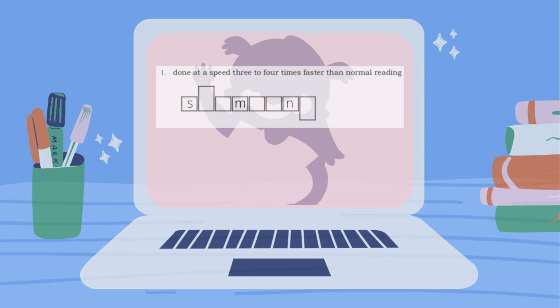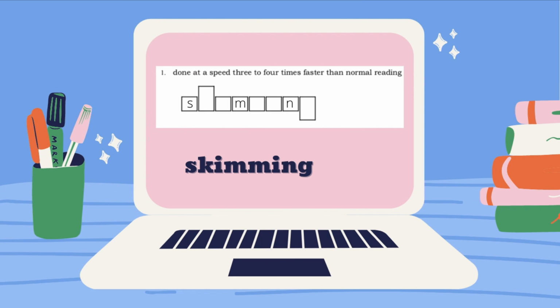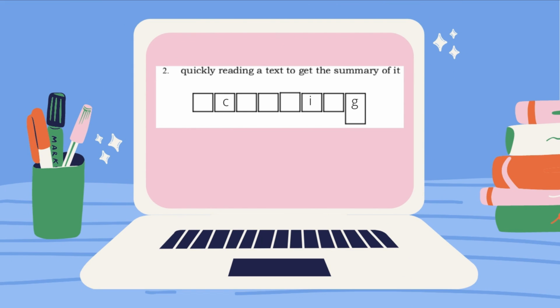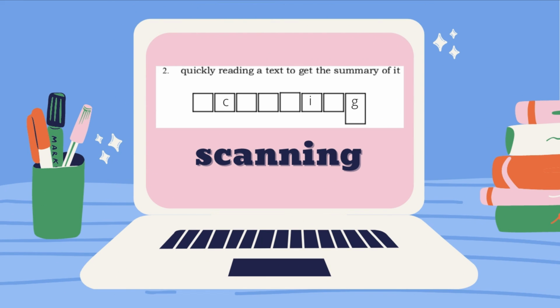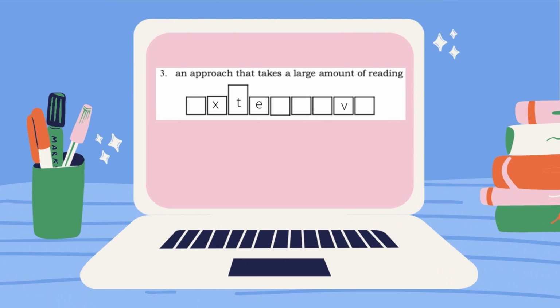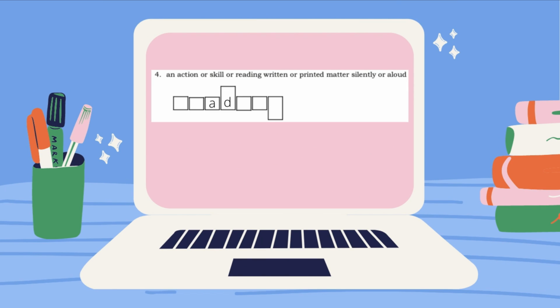It is correct. That is skimming. Next, quickly reading a text to get the summary of it. What is it? Right. That is scanning. Number 3, an approach that takes a large amount of reading. That is correct. Extensive reading. Number 4, an action or skill of reading written or printed matter silently or aloud. What is it?